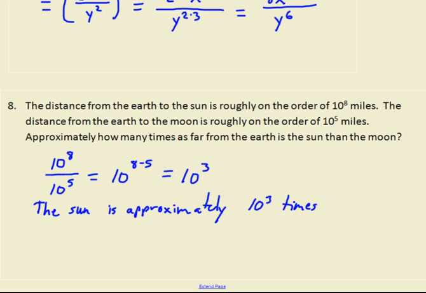times as far from the Earth as is the Moon. So however far the Moon is from the Earth, multiply that by 1,000 and you'll have approximately the distance from the Earth to the Sun. Alright, so there you go, and enjoy your quotient.